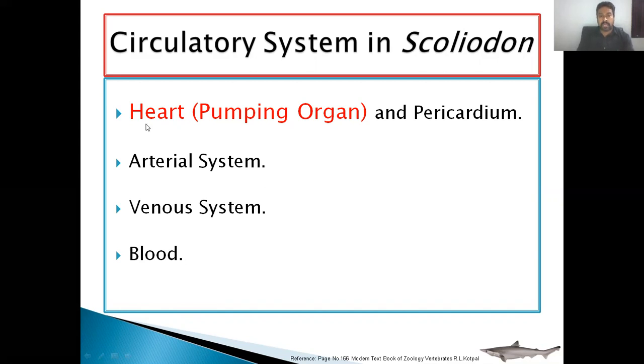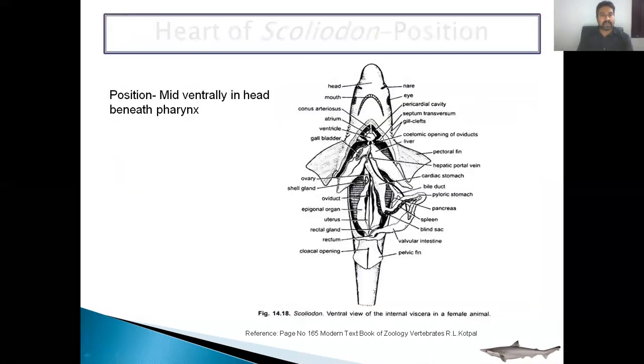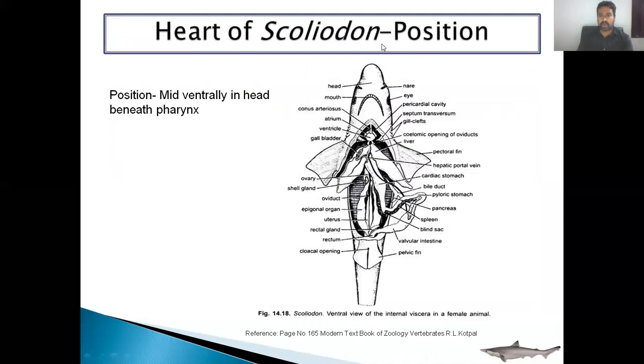So in this presentation, the main focus is the heart, which acts as a pumping organ. The function of the heart is as a pumping organ. If we study the position of the heart in Scoliodon, then the position is mid-ventral in the head, beneath the pharynx region. By this diagram, we can understand the position of the heart.